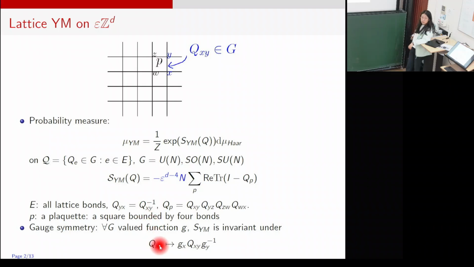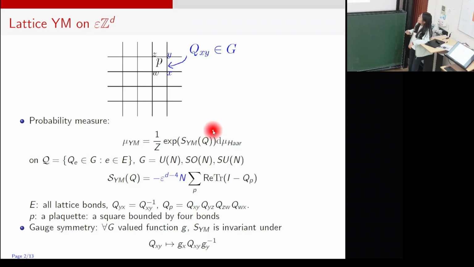If we substitute this gauge transform into the action function, the inverse of g_y and g_y will cancel each other. And finally, we only have g_x and the inverse of g_x. By using the cyclic invariance of the trace, all these g_x and inverse of g_x will cancel each other. So in this case, the action function will not change under this kind of gauge transform. And this is the discrete lattice Yang-Mills model.